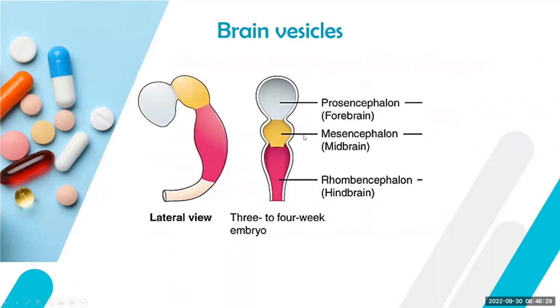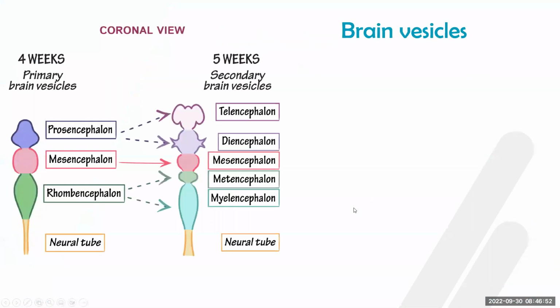These are the 3 vesicles, and this is a side view. We have the prosencephalon leading to the forebrain, mesencephalon, the midbrain, and rhombencephalon, the hindbrain. And this is a side view for the same issue. And this, as I told you, is between week 3 and week 4 of the embryonic life.